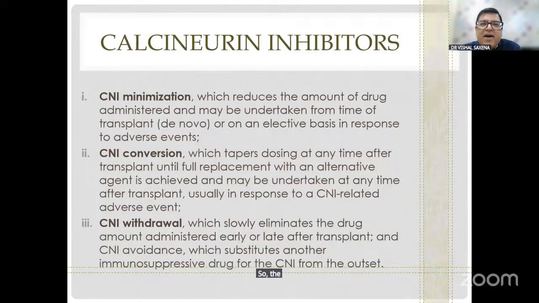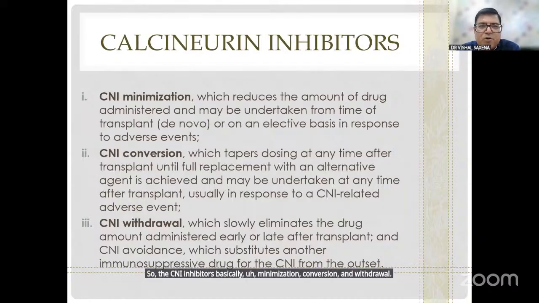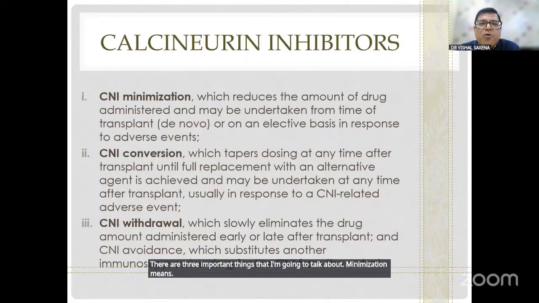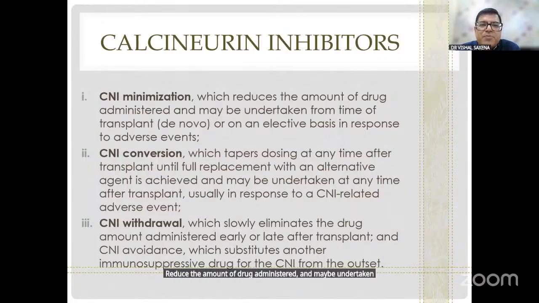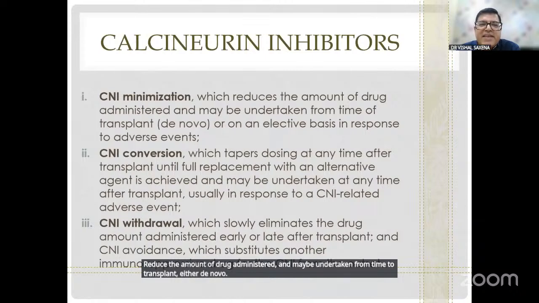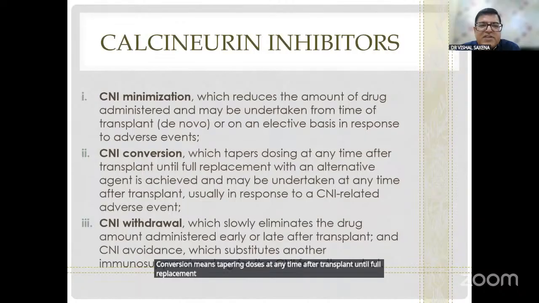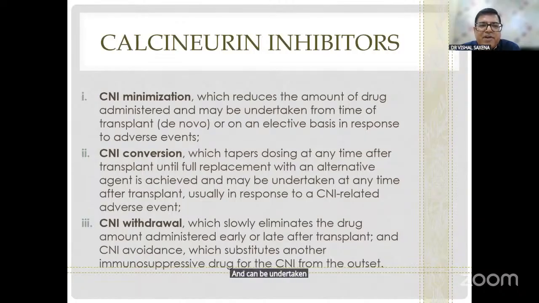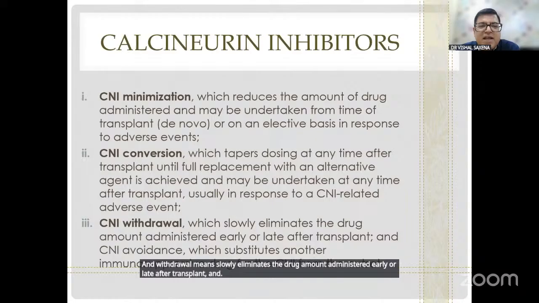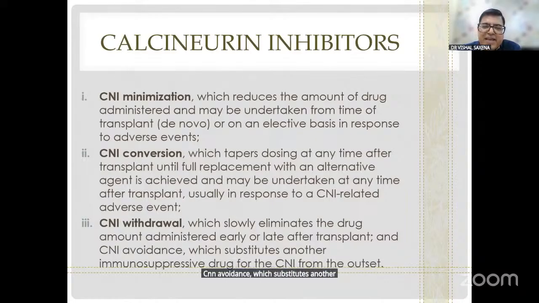So for CNI, there are three important things that I'm going to talk about: minimization, conversion, and withdrawal. Minimization means reducing the amount of drug administered, and may be undertaken from the time of transplant, either de novo or on an elective basis in response to an adverse event. Conversion means tapering doses at any time after transplant until full replacement with an alternative agent is achieved, usually in response to a CNI-related adverse event. And withdrawal means slowly eliminating the drug amount administered early or late after transplant, and CNI avoidance substitutes another immunosuppressive drug for the CNI from the outset.